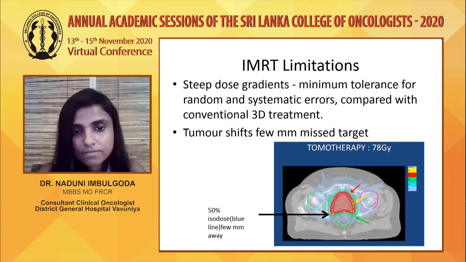So IMRT is wonderful, but despite its wonderful abilities, it does have its limitations. It has very steep dose gradients, and therefore there is minimum tolerance for random and systematic errors compared to conventional 3D treatment. If the tumor shifts by a few millimeters, the target is missed. As you can see in this tomotherapy prostate plan, the 50% isodose is just a few millimeters away from the PTV. And if the tumor shifts, we will miss the GTV.